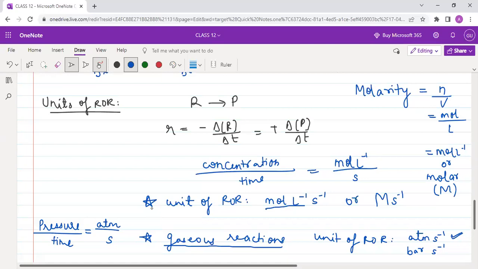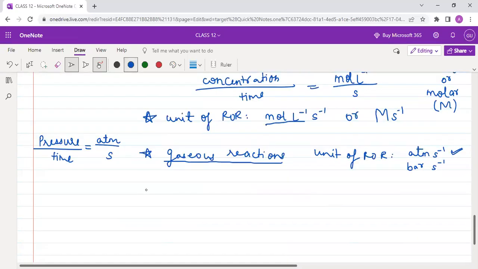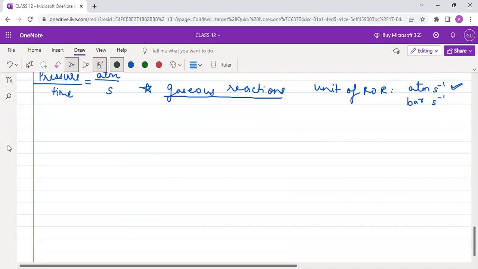Yeah, wait, you mean rate of disappearance, rate of appearance? No, that was different. That was in terms of reactants and products. Types of rate of reaction. So the first one is average rate of reaction. Remember? Okay, average rate of reaction and instantaneous rate of reaction.